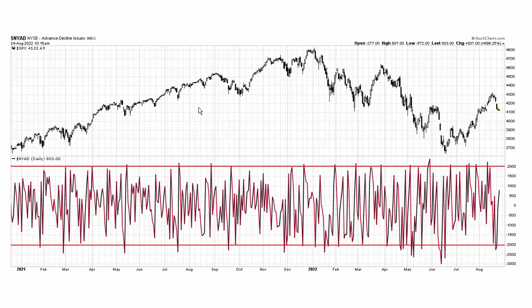All right, up top we have the S&P 500. Down below we have the day-to-day AD line prints, with a horizontal line at plus 2,000 and at minus 2,000. You can see 0 in the middle. This particular chart goes from 2021 until today, so it covers about 18 months or so.